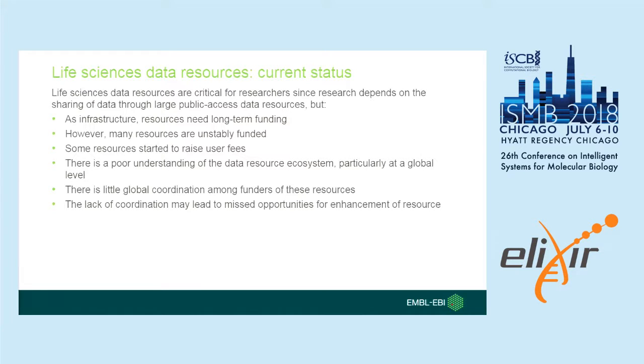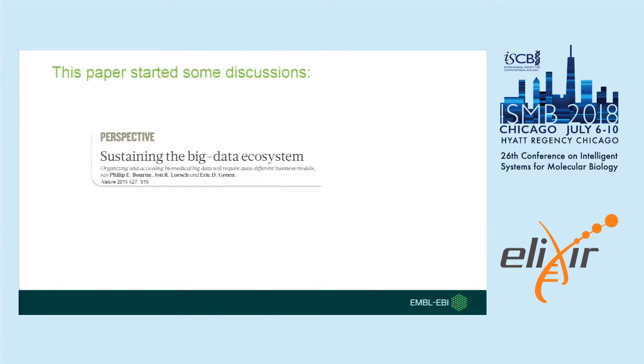As I said, this is not really a new problem. It has been there for many, many years, and the existence of ELIXIR is due to this fact. So why did it come up again as a topic? Well, it was this paper by Phil Bourne, John Lorsch, and Eric Green on sustaining the big data ecosystem, which sparked quite a bit of debate and got some people talking again.